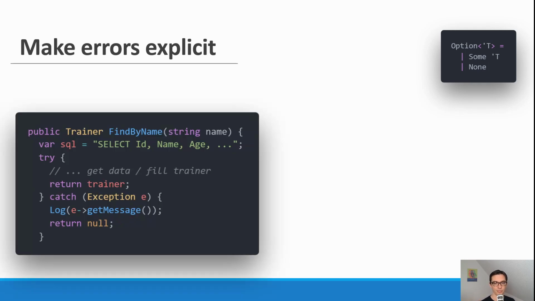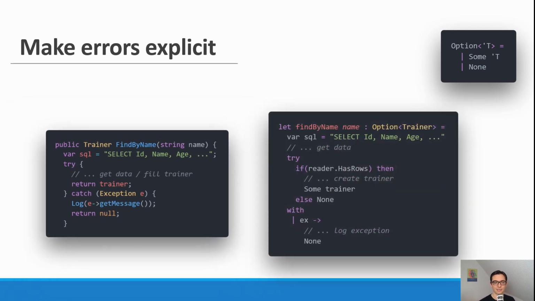So let's have a look at our code again. And in here, we said, okay, we want to catch an exception. And if we had one, we just want to return null. This is not the best thing, but we've all seen it. So let's have a look in here. How can we actually change this?